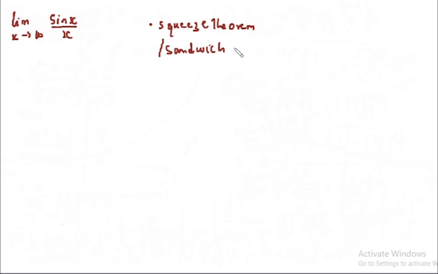Let's talk about the limits of trigonometric functions at infinity and negative infinity. A simple example could be, let's say we are asked to find the limit as x approaches infinity of sine x over x. So for this particular kind of problem, we have to use something called the squeeze theorem. It's called the squeeze or sandwich theorem.